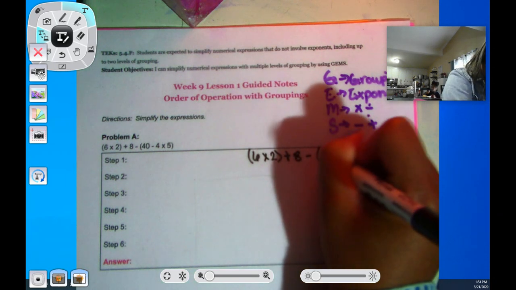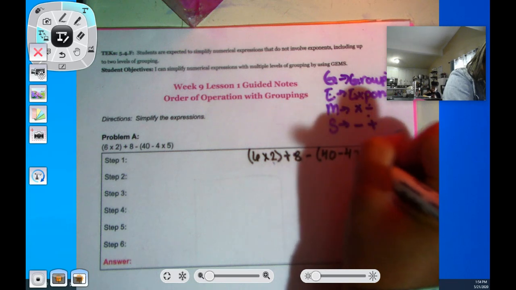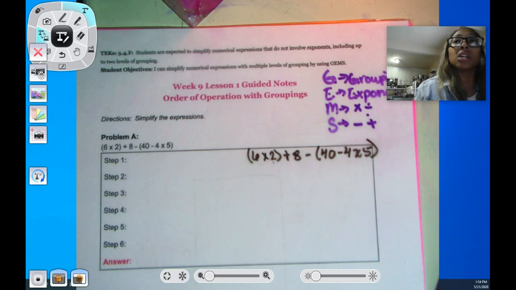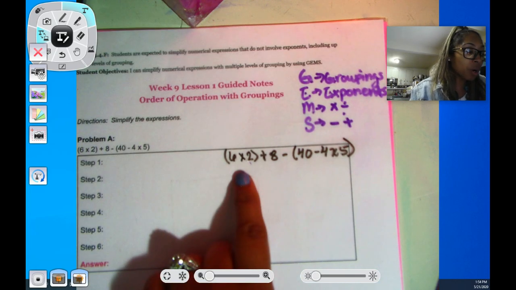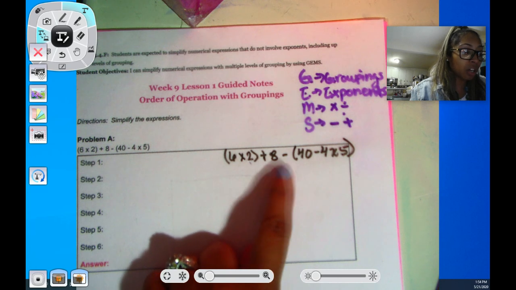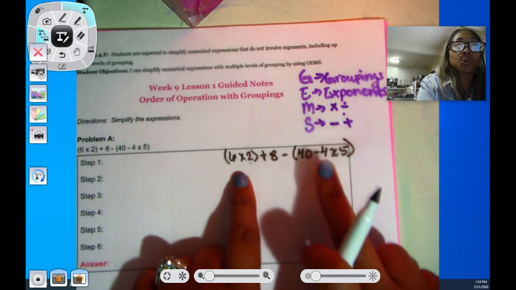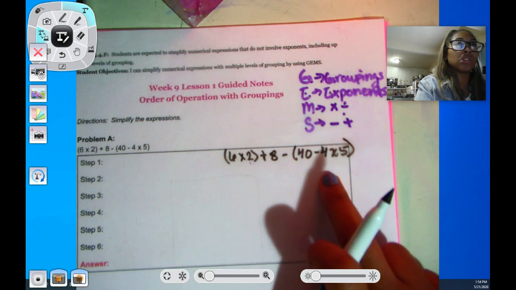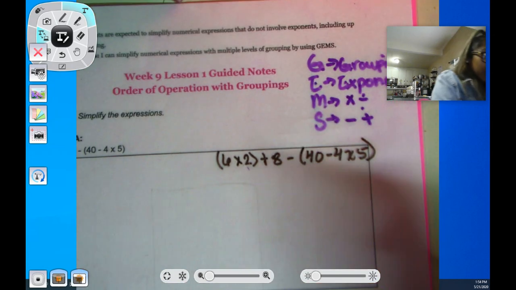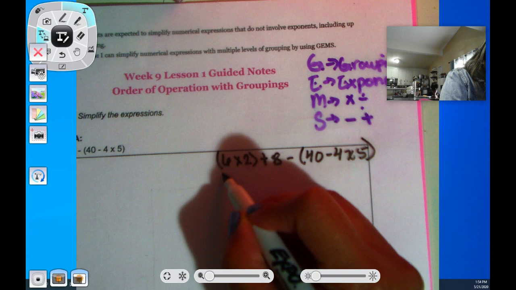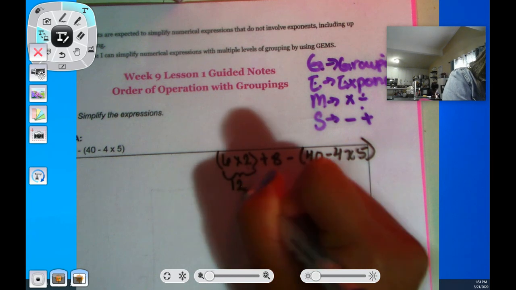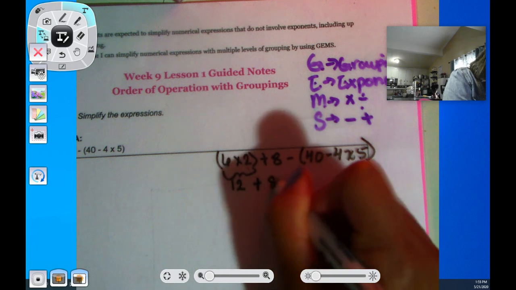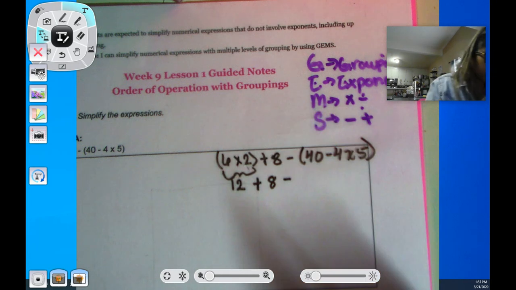So we're first going to start off with rewriting this expression. And our GEMS tells us that we take care of groupings first. So that's our first step. Before I can add and subtract, I'm going to take care of what's inside my parentheses first. We're going to start with the first grouping. 6 times 2, what's that? Yep, 12.